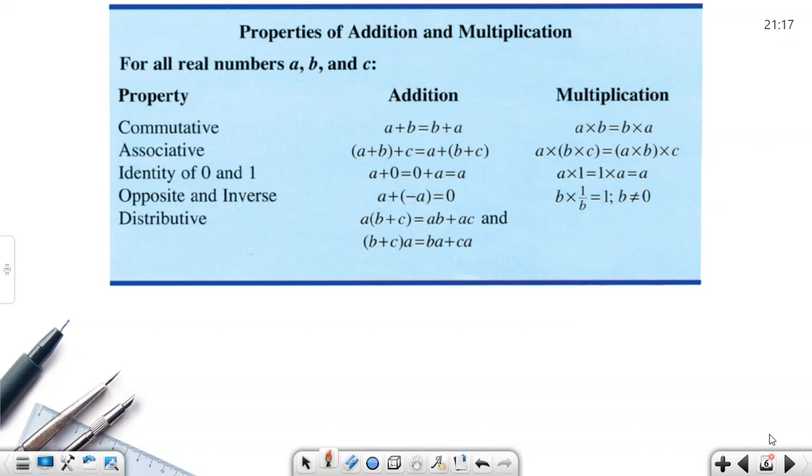Okay, let's continue. Properties of addition and multiplication. So what do we know? We know from 7th grade the commutative property, so you can change the number's place.